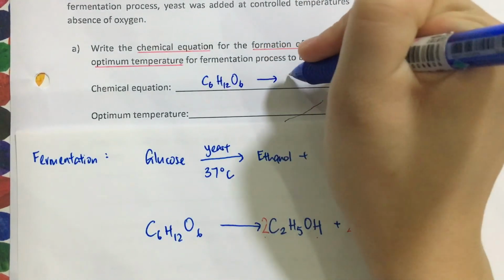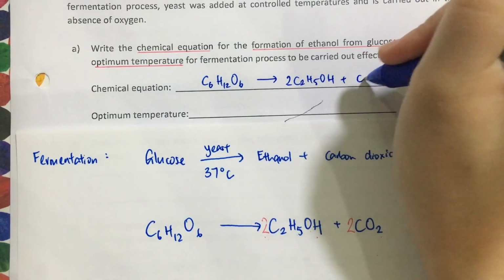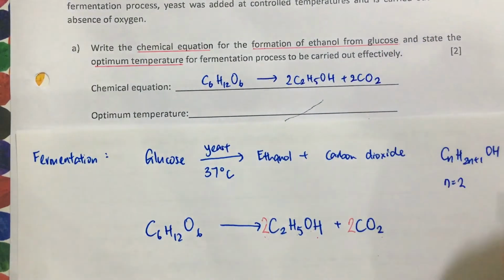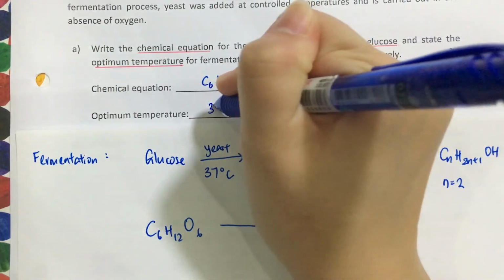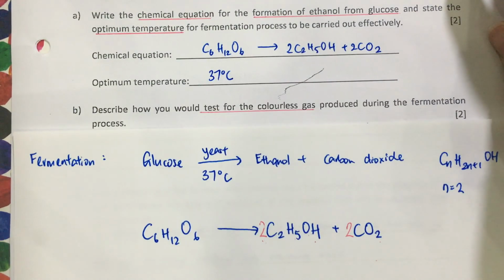C6H12O6 to 2C2H5OH. Optimum temperature 37 degrees Celsius. Okay, then let's see the next part.